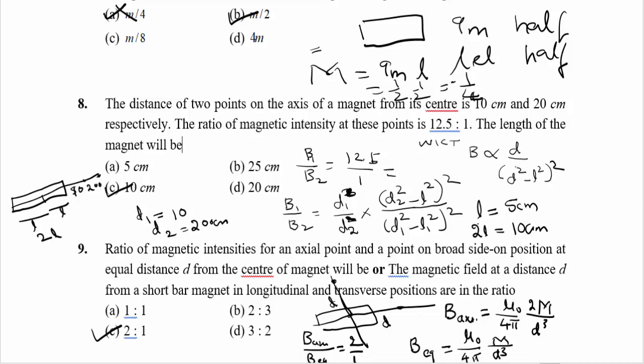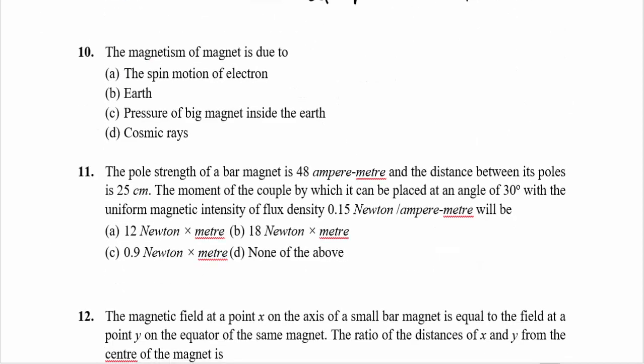Okay, so next question. Sorry, the 10th question. The 10th question is: the magnetism of a magnet is due to what? The options are spin motion of electron, earth, pressure of the big magnet inside the earth, or cosmic rays. The simple answer is the spin motion of electrons. The spin motion of electron causes the magnetism.